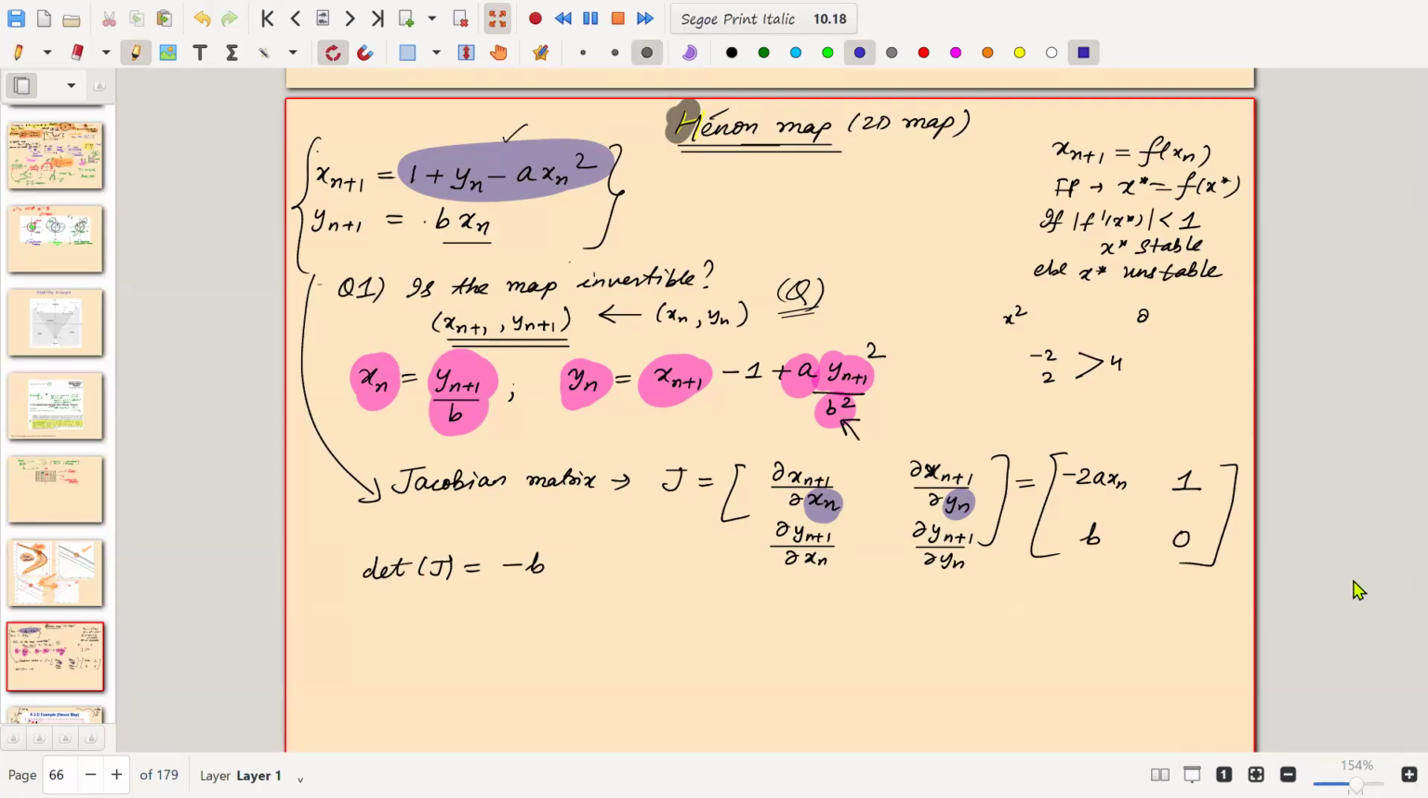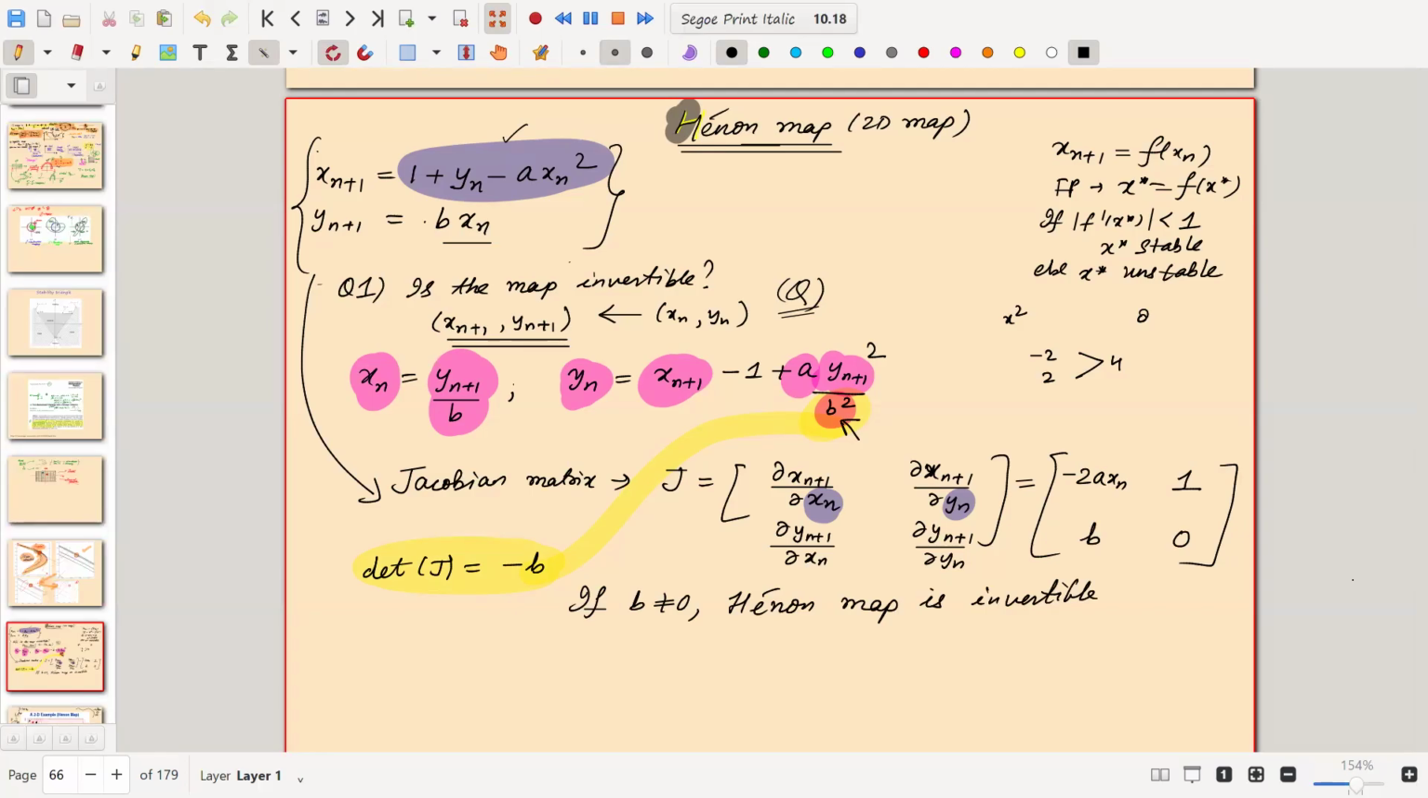So you can clearly see a link between this quantity and this quantity over here. If b is 0, then the denominator is getting 0, right? Therefore, if b equal to 0, you will have a problem with invertibility. b equal to 0 is the only point where you will have a problem with invertibility. If b is not 0, the Henon map is invertible.